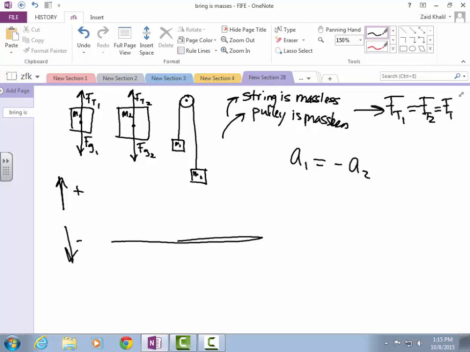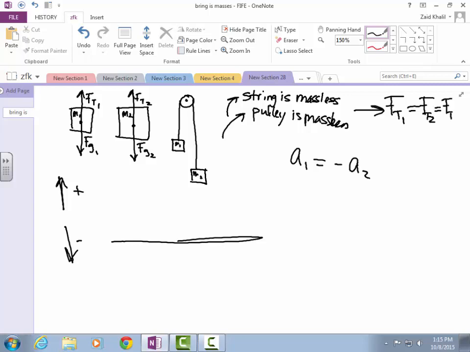What do you get? Minus Fg2 is Fg2, right? Plus negative Fg1 equals M1A1 minus M2 negative A1, which is plus. If you want, I could even say minus negative Fg2 plus negative Fg1, just so that everything's consistent. You see the exact algebra that I'm doing.